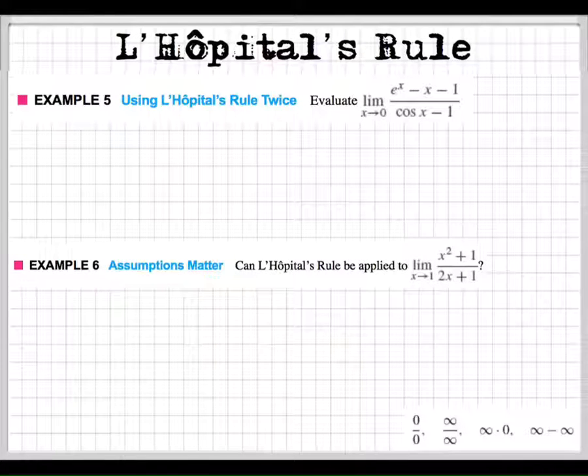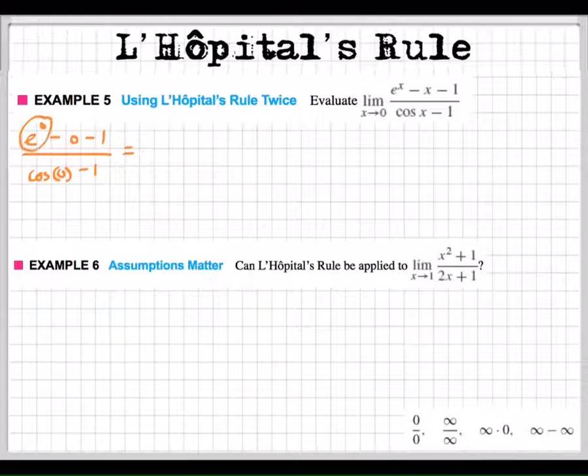The first thing we gotta do when coming to a limit like this is make sure that it's indeterminate so that we can use L'Hopital's rule. In order to make sure that this is indeterminate, we're going to sub in what we are approaching. So we're going to go e to the 0 power minus 0 minus 1. And then on the bottom, we're going to say cosine of 0, and we're going to subtract 1.